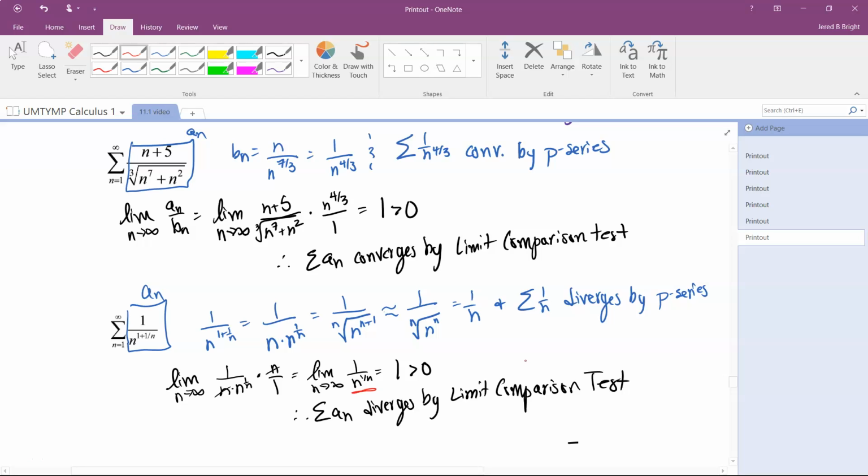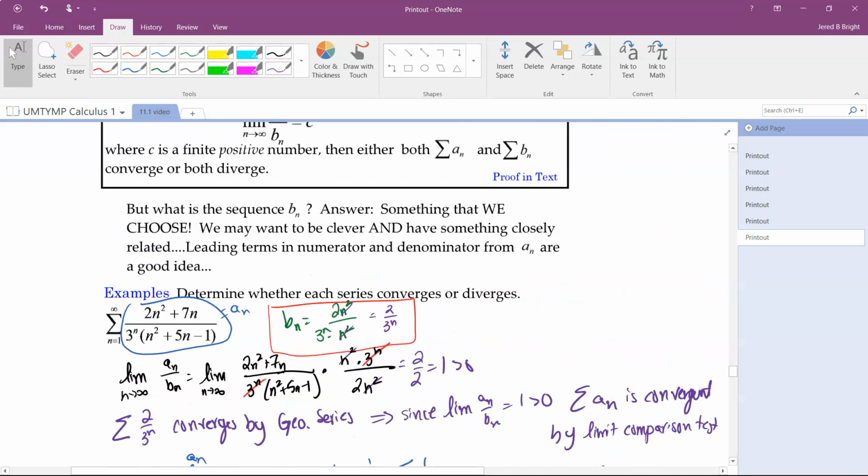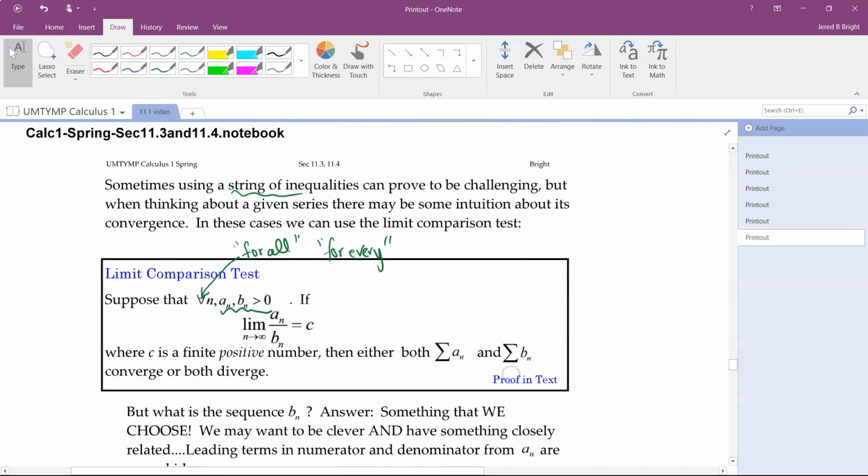Okay, so that was a standard example, then a trickier example of the limit comparison test. So just keep this in your toolkit along with the integral test and the comparison test to use to conclude convergence or divergence of a series.